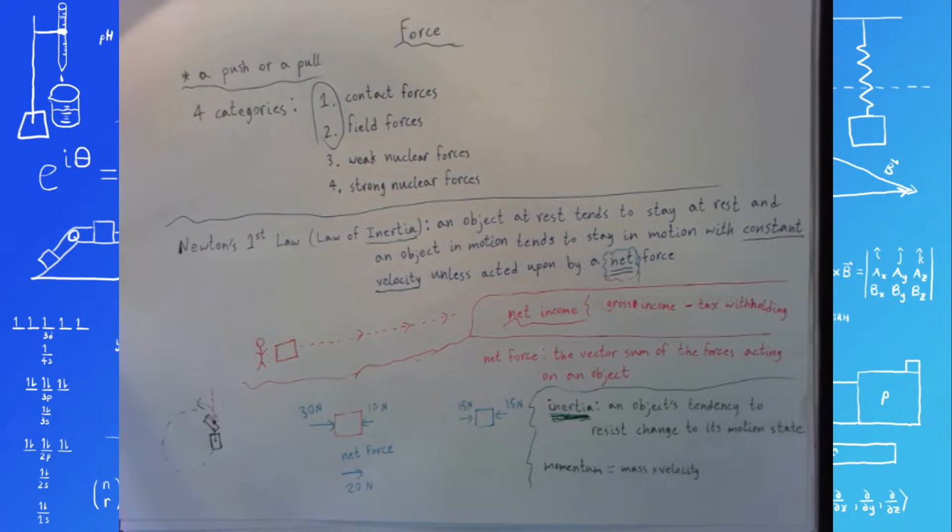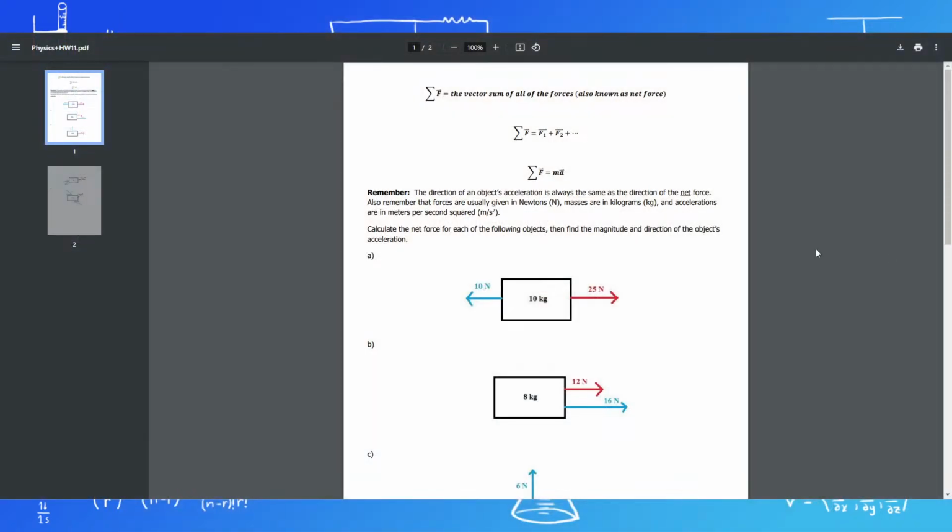calculating vector sums. So let me switch to this screen. Okay, and here you see some notation. So get used to seeing this symbol over here. This is the capital sigma. It means the sum or the total of whatever comes after it. So sum of forces equals the vector sum of all of the forces, also known as net force.